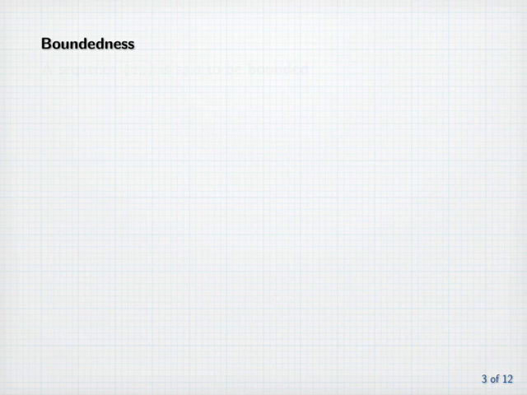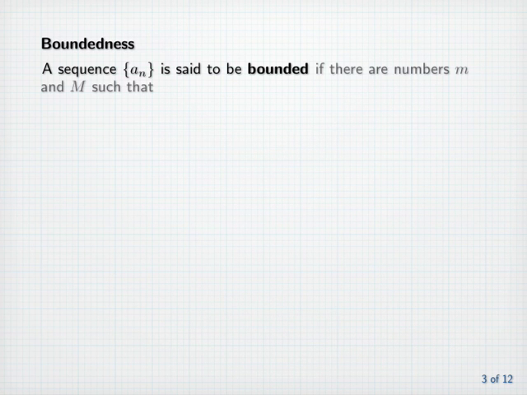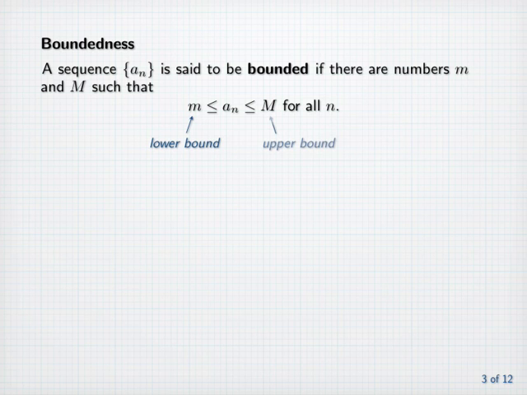Boundedness. A sequence a sub n is said to be bounded if there are numbers little m and big M such that a sub n is between little m and big M for all n. Here the number little m is often referred to as a lower bound for the sequence, and the number capital M is called an upper bound for the sequence. So the sequence is bounded if it has both a lower bound and an upper bound.